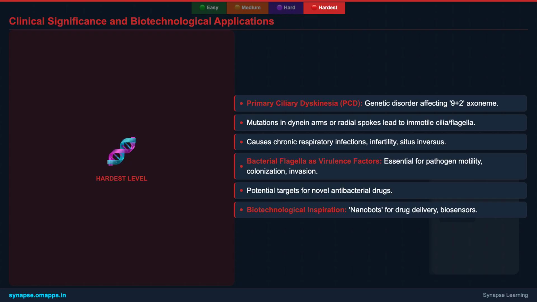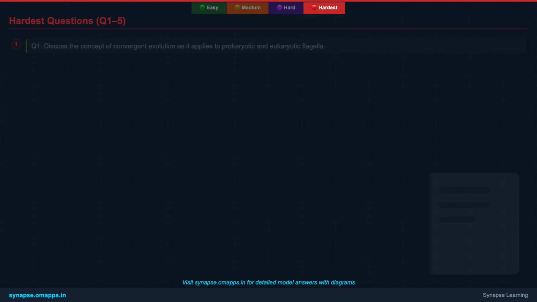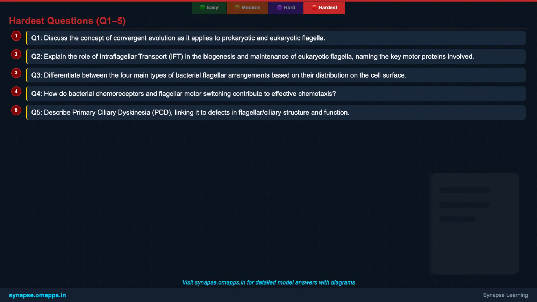Looking ahead, the elegance of flagellar design inspires biotechnological applications, from creating nanobots for targeted drug delivery to designing advanced biosensors, leveraging their inherent motility and precise control at the nanoscale. The study of flagella continues to unlock profound insights into life's fundamental processes. Now for the ultimate challenge. Here are the first 5 questions to test your competitive depth on flagella.